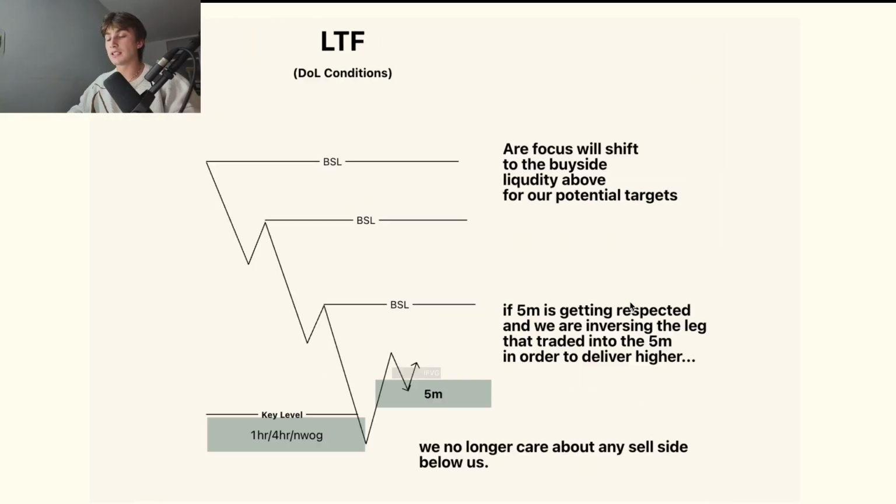So let's do the scenario where that 5 minute gets respected. If the 5 minute is getting respected and we are inversing the leg that traded into the 5 minute, that bearish fair value gap, then we no longer care about any sell side below us. We don't care about this sell side below us anymore, right? And our focus will shift to the buy side liquidity above for our potential targets. Buy side, buy side, buy side.